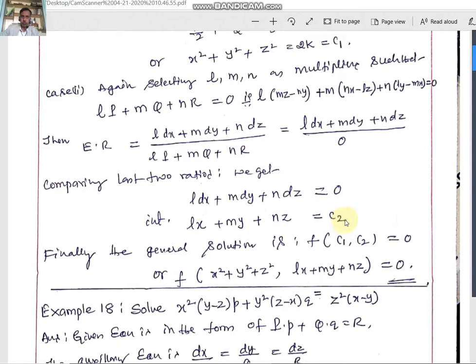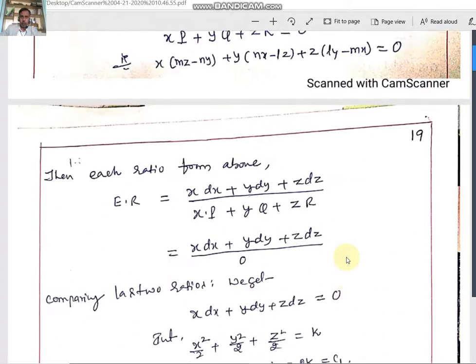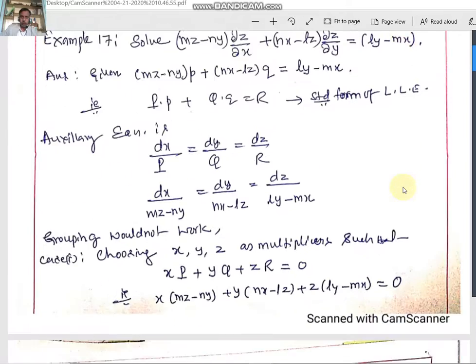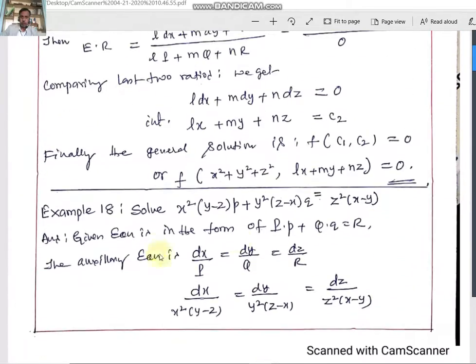Second constant, or second function, we got. Now combine them in the form f of c1, c2 is equal to 0, that is f of (x square plus y square plus z square, lx plus my plus nz) is equal to 0. This makes the general solution of the given partial differential equation. The given partial differential equation was (mz minus ny) dou z by dou x plus (nx minus lz) dou z by dou y is equal to ly minus mx. So we got the general solution.